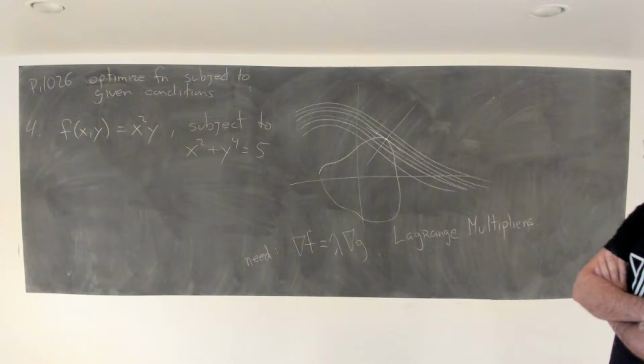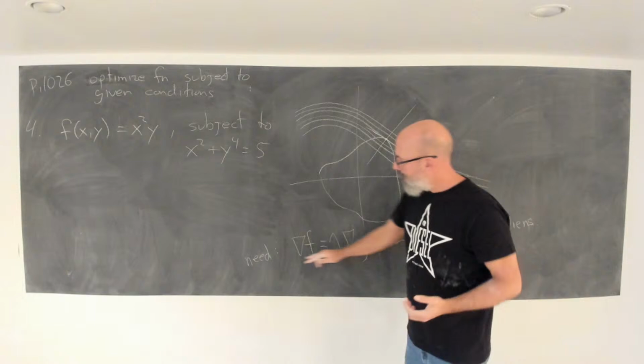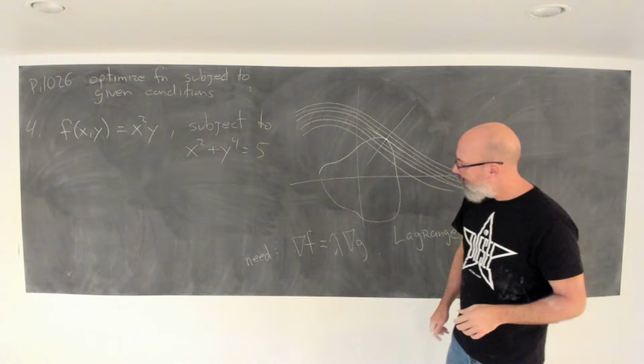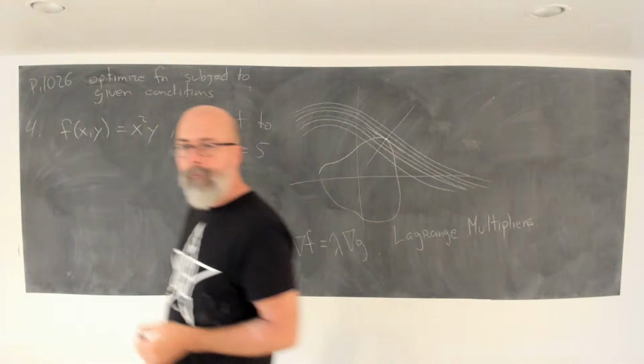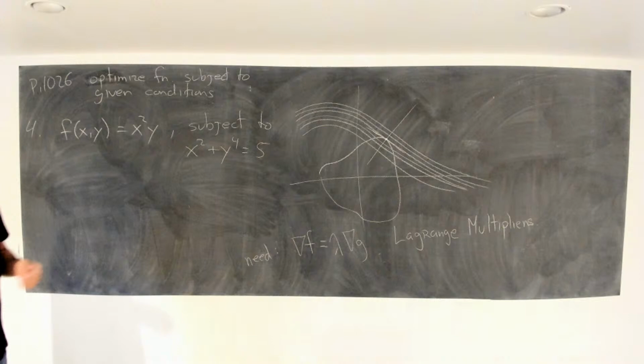So there it is. Lagrange multipliers tells us that we need the gradient of f to be a multiple of the gradient of g. That's exactly what we're doing, right? We're using it to point us in the right direction.